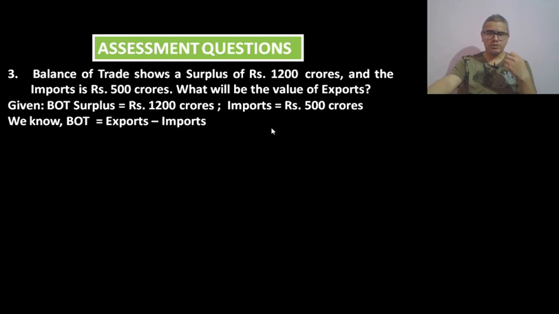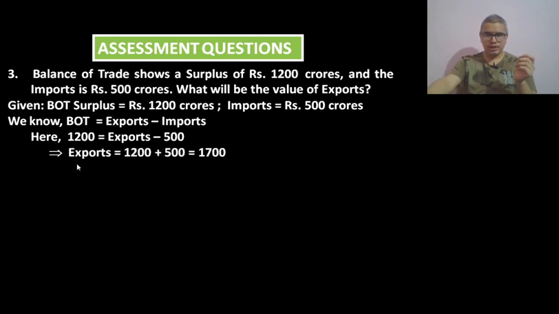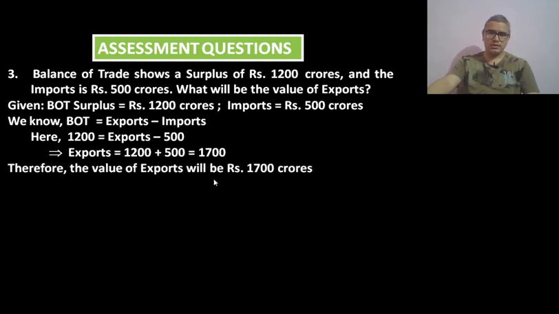We know the formula, exports minus imports for balance of trade. And here when we replace the value of balance of trade, we'll write 1200, and since it is surplus, we'll write 1200 or plus 1200. Since it is understood that if we don't write the sign, it is plus, we are not ignoring the plus sign here. 1200 crores equals exports minus 500, because imports is given as 500 crores. After calculation we get that the value of exports is equal to 1700. So our answer is value of exports will be rupees 1700 crores.